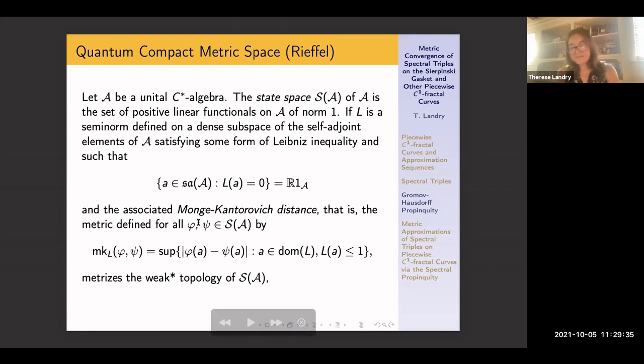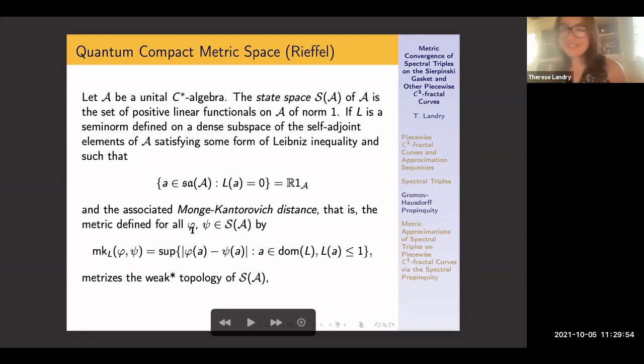And so the second key property is that the Monge-Kantorovich distance on the state space, defined in this way from the semi-norm, turns out to metrize the weak star topology of the state space.